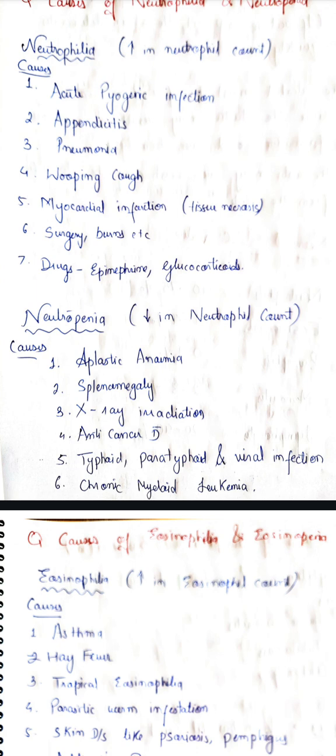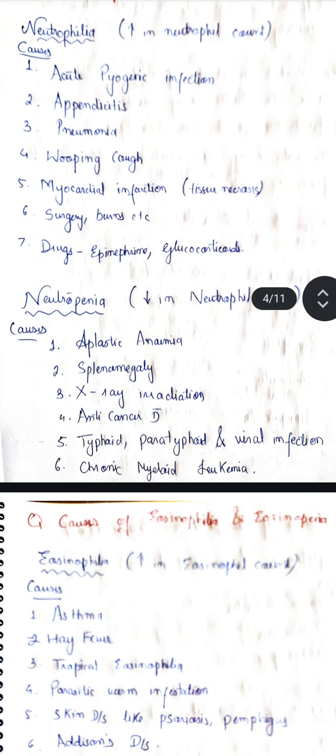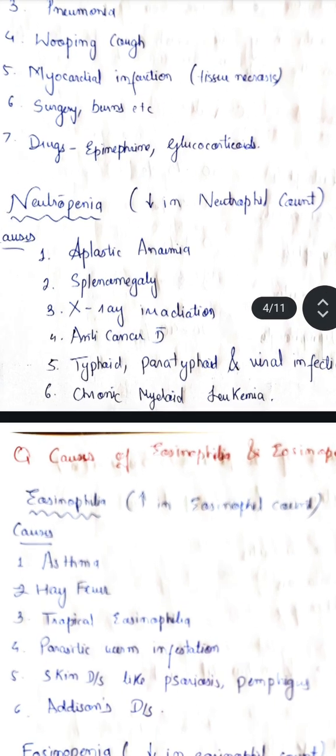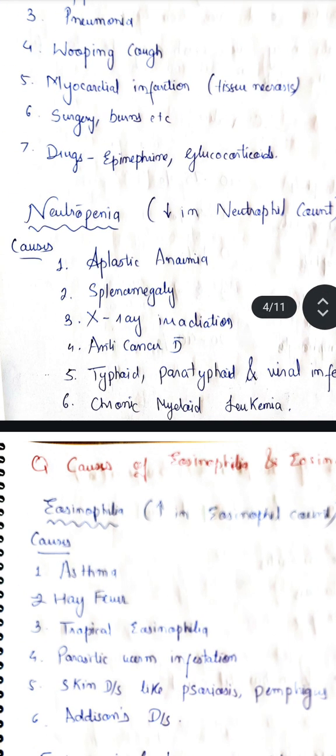If neutrophilia is observed, what can be the causes? Causes are acute infection, especially fever, acute pyogenic infection, which is going to increase the release of interleukin 1, which is responsible for pyrexia, fever. Then appendicitis, pneumonia, or some respiratory tract infection, whooping cough, or in case of myocardial infarction, as a result of tissue necrosis, they release growth factors which are responsible for the increased formation of neutrophils.